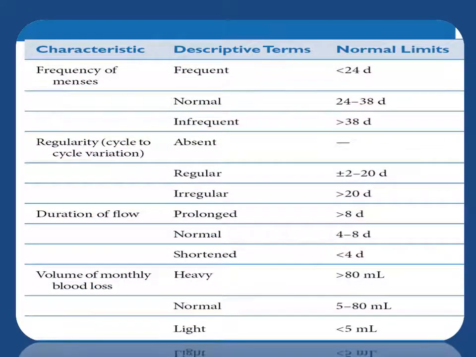And here are the characteristics of the normal menstrual cycle. Normal is every 21 to 35 days, it should be regular with normal duration of flow and normal volume of monthly blood loss. We have other descriptive terms: maybe it's infrequent, maybe it's irregular, short cycle, or light volume.